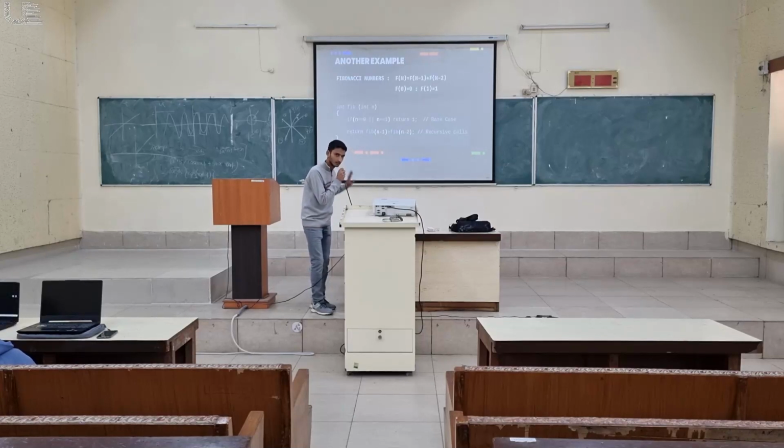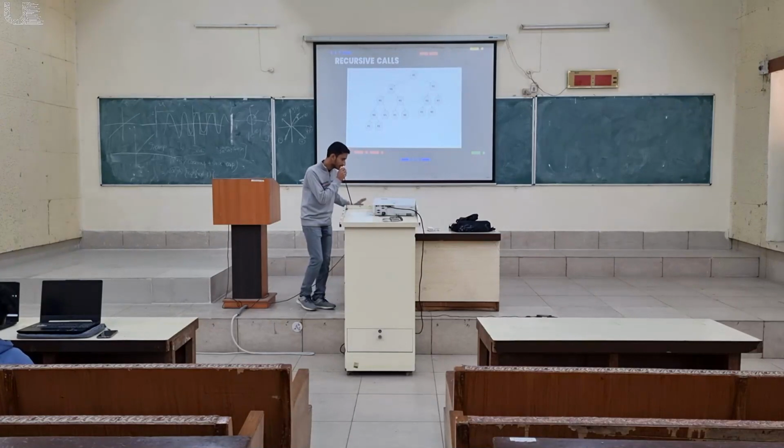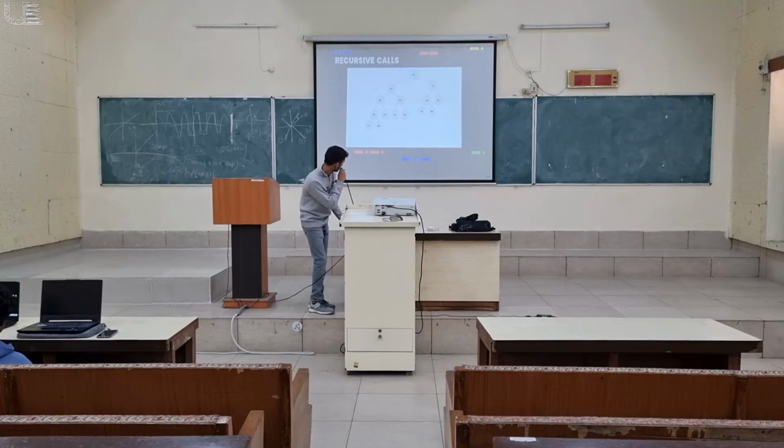But the recursive call is still fine. You understand what is wrong in that function, right? So okay, see, this is the diagram for recursive calls of the Fibonacci number function. If we call the Fibonacci number for 5, it will call for 4 and 3. Now our motto is to calculate 4 first and then 3.